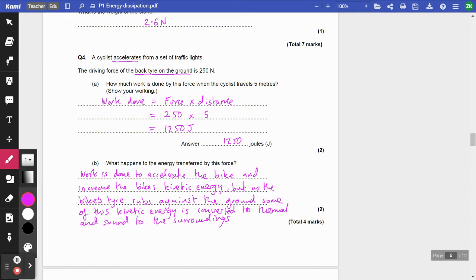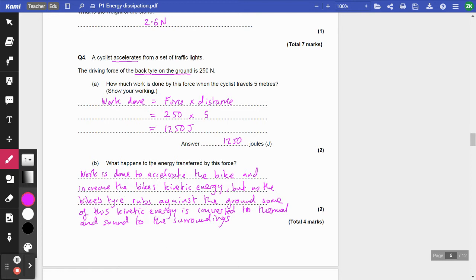The next set of marks is: what happens to the energy transferred by this force? It's a cyclist who is accelerating, speeding up. So the work done by the person in pedaling is making the bike faster, which is increasing the bike's kinetic energy. And because the bike is in contact with the ground, you've got some friction between the ground and the tire, and that converts into thermal and sound energy to the surroundings.